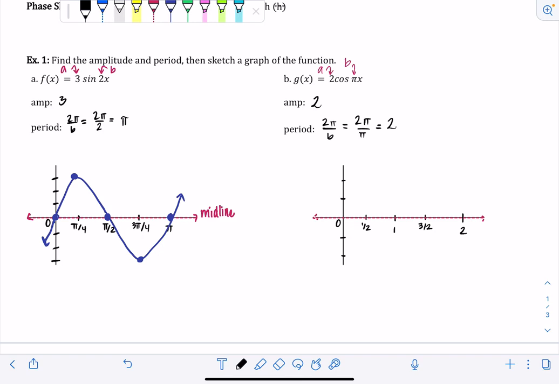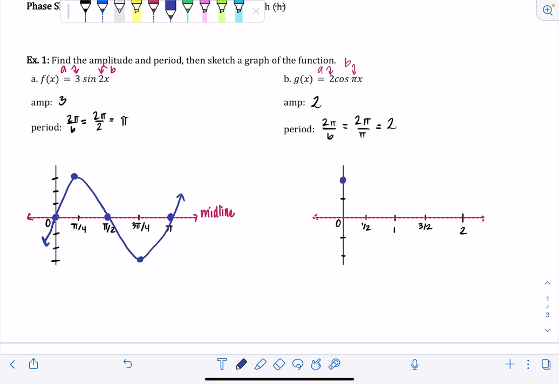Okay, so this one is cosine. So for a cosine graph, instead of starting at the midline, we start at a maximum. Our amplitude is 2, so our maximum is going to be 2 above the midline. So at 0, 2, that'll be our first point.